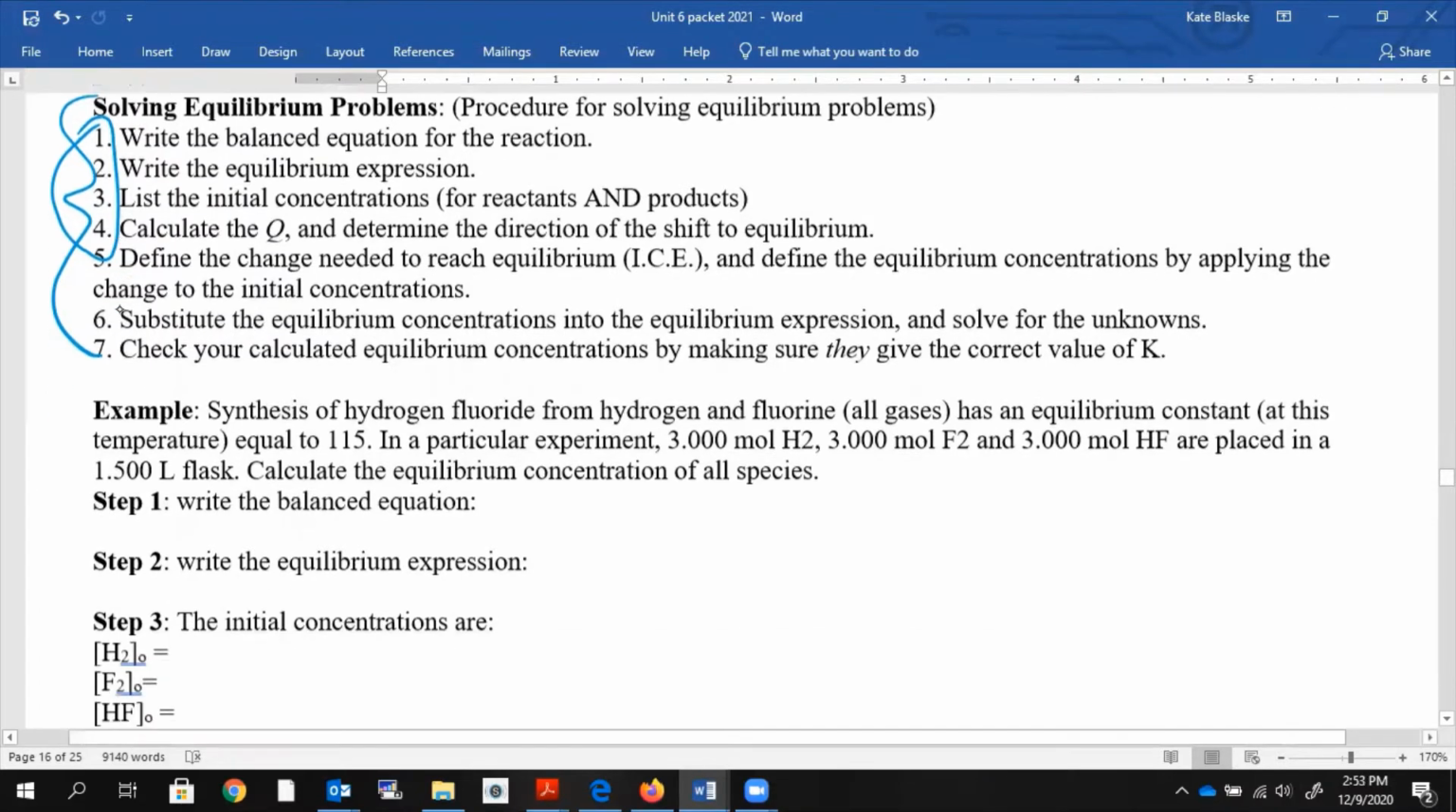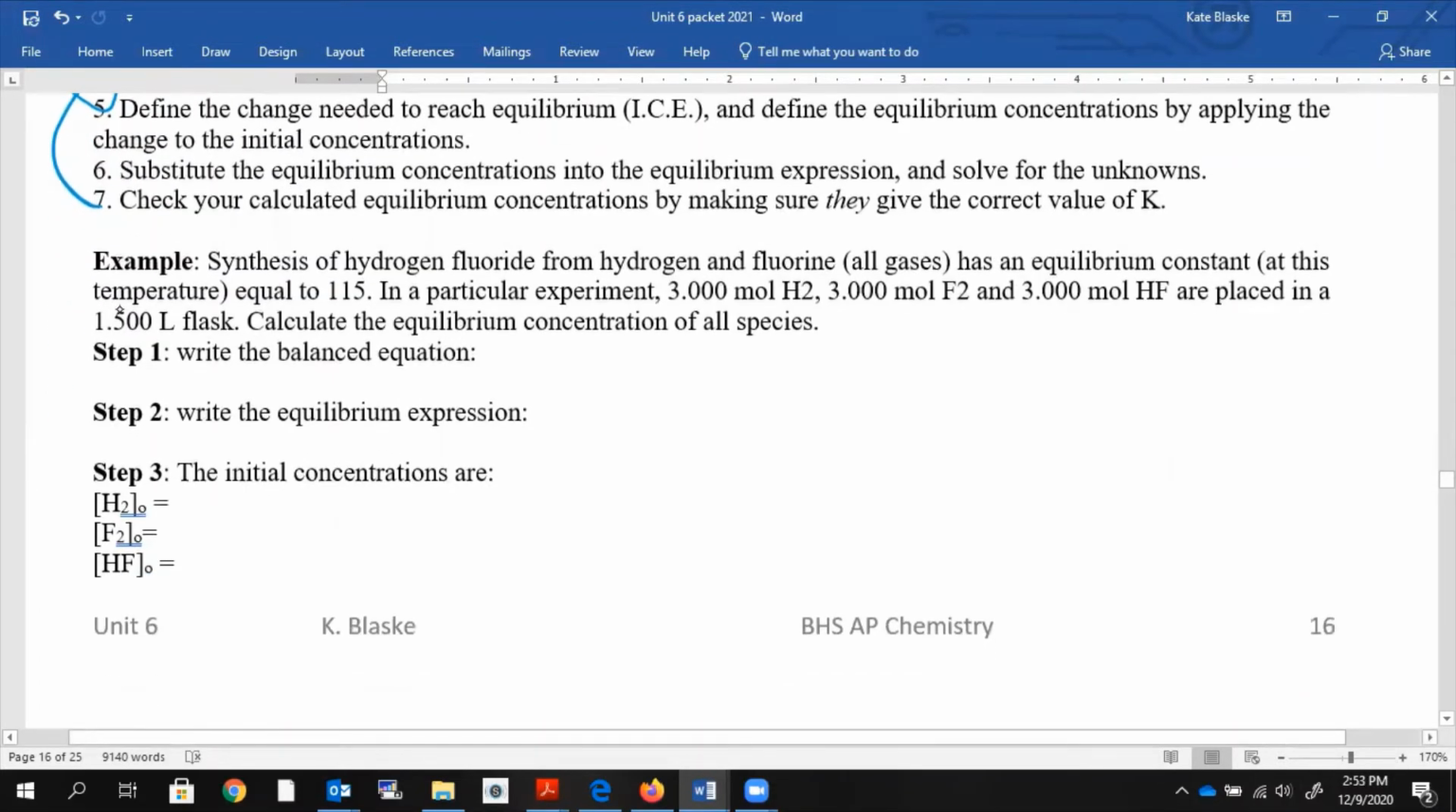So example number 1 says, synthesis of hydrogen fluoride from hydrogen and fluorine, assuming they're all gases, has an equilibrium constant equal to 115. In a particular experiment, 3 moles of hydrogen, 3 moles of fluorine, and 3 moles of hydrogen fluoride are placed in a 1.5 liter flask. Calculate the equilibrium concentration of all species. So they want us to find concentration at equilibrium.